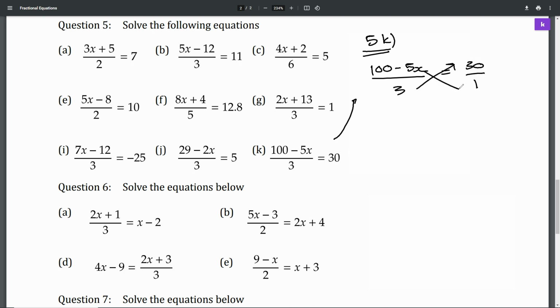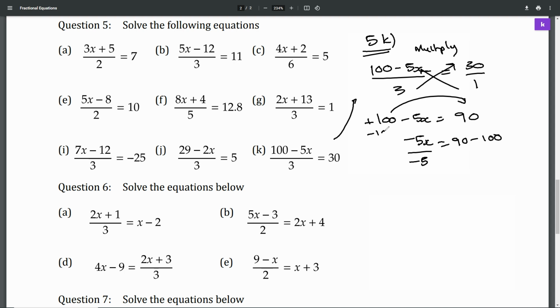Then I'm going to cross multiply. 1 times anything is itself, so that's 100 minus 5x. 3 times 30 is 90, so I just have bigger numbers now. I'm going to keep the negative 5x and subtract the 100 on the other side. It becomes 90 minus 100. Change sides, change signs. Or I could say minus 100 on both sides, where it cancels out. And then divide by negative 5 on both sides gets me x. 90 minus 100 is negative 10.